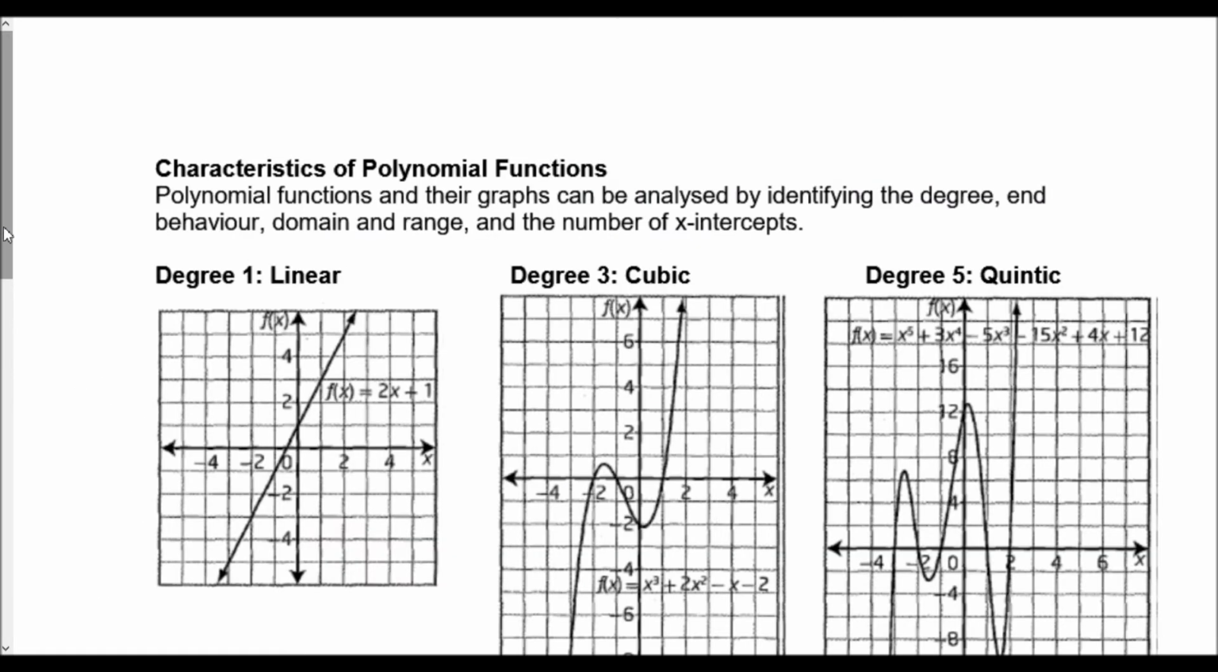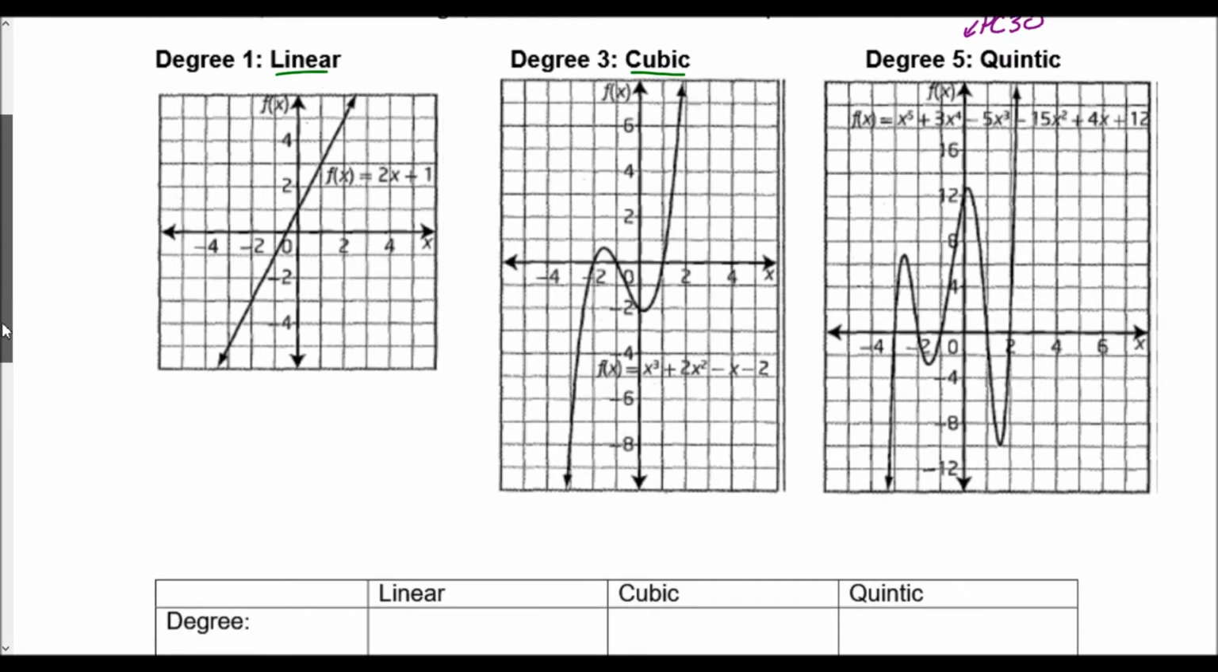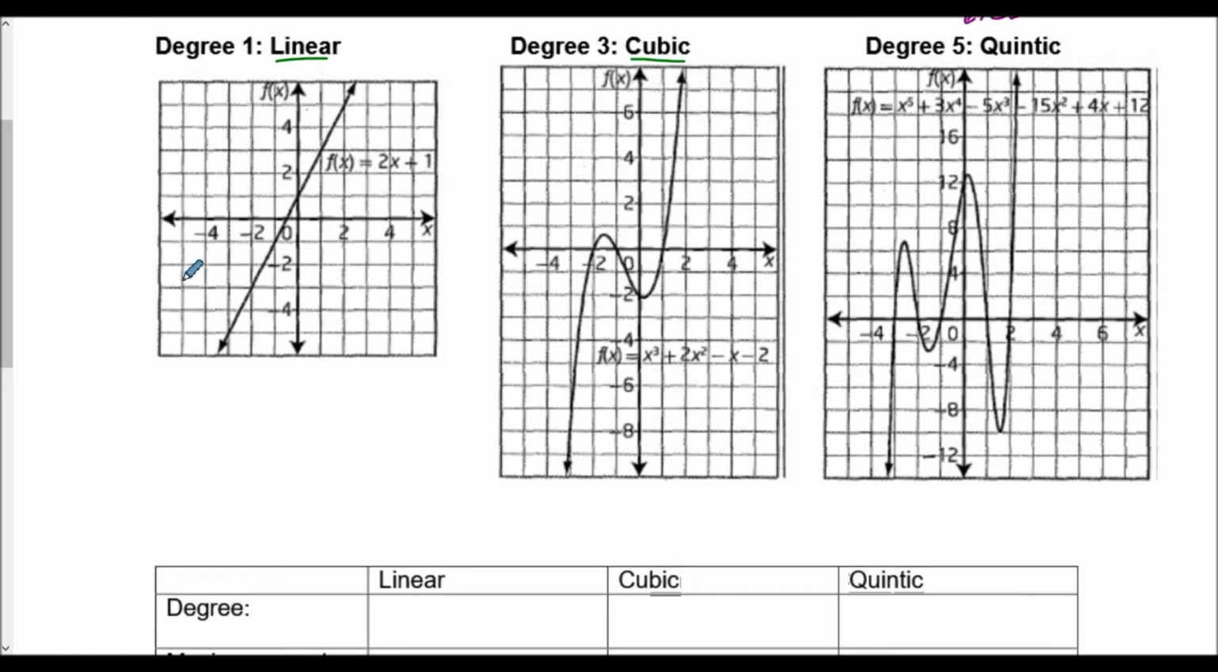Alrighty, let's talk about some graphs. Of course, I will make specific note, this is Pre-Calc 30, but I like using these graphs to help illustrate a point. For Foundations 30, we talk about linears and we talk about cubics. The polynomial function and its graph can be analyzed by identifying degree, end behavior, domain and range, and the number of x-intercepts. So first things first, let's look at the degrees of each of these.